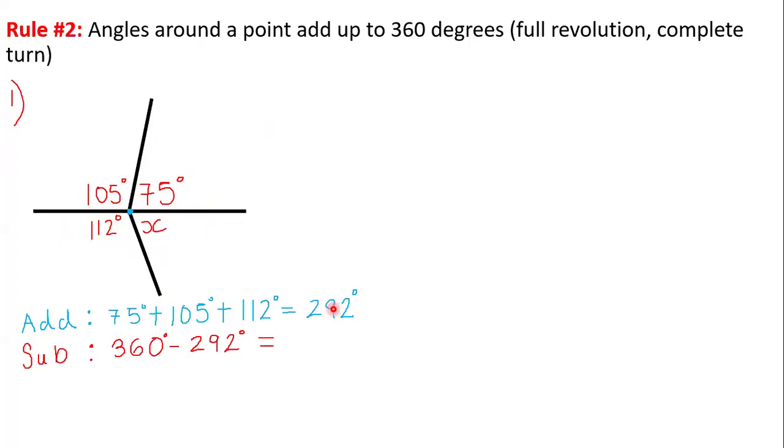292, very good. But after you already get 292, we're not done, right? Because they all add up to 360 degrees. We need to figure out what x is. In order to figure out what x is, subtract 360 by 292. Very good. We're going to subtract 360 and 292.